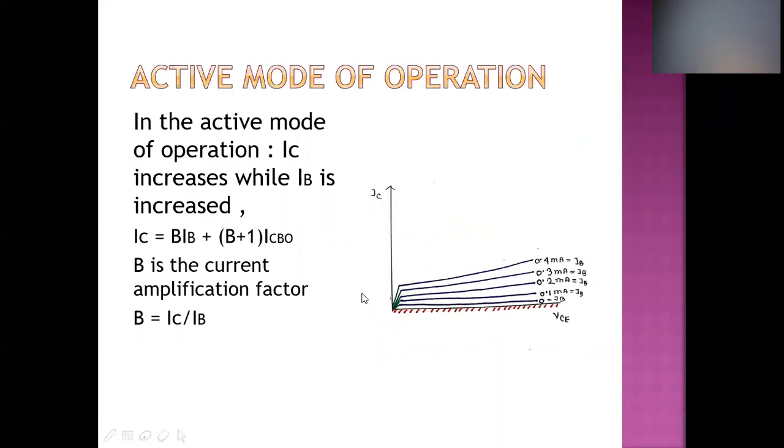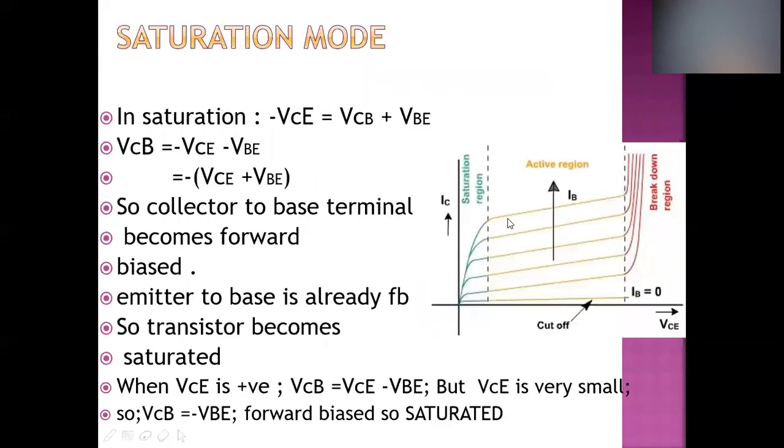That means that as we increase the input current, the output current increases, and that happens when it works as an amplifier. So we can say that in the active region of operation, the common emitter configuration acts as an amplifier.